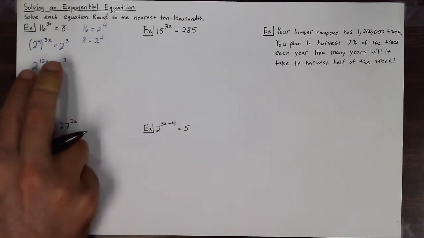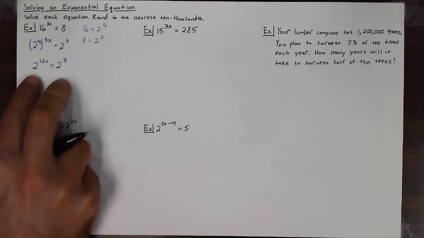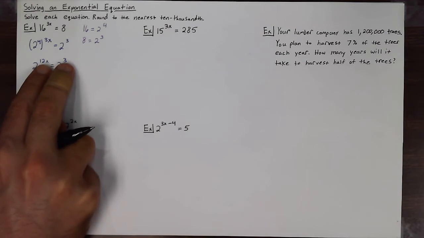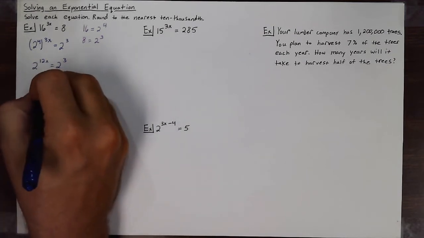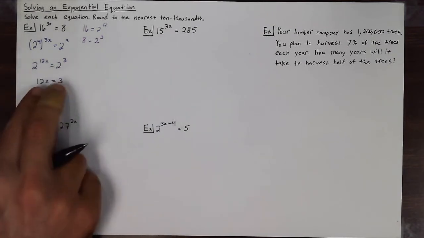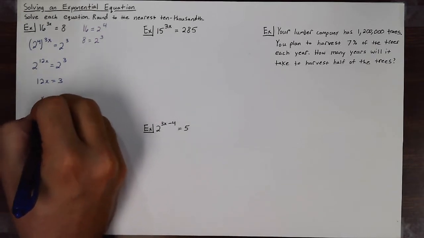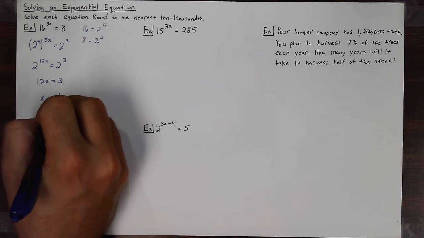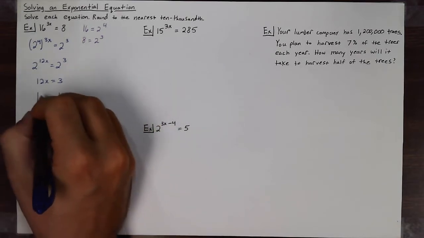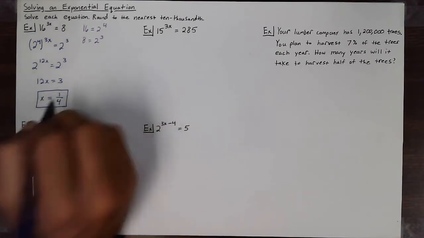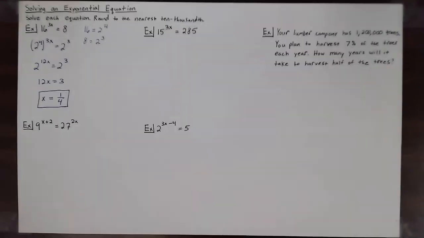And now that they share a common base, we can also say that their exponents are equal, giving us 12x is equal to 3. And from here, we can finish solving. So divide by 12, and you'll get 3 over 12, which simplifies to 1/4. This is a really good fraction answer to get.